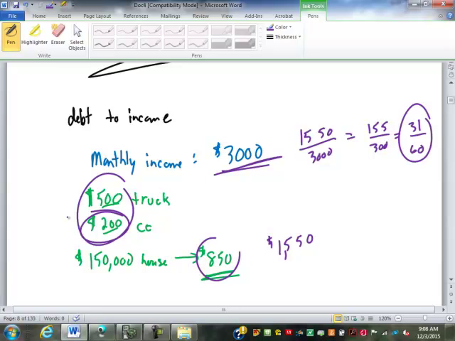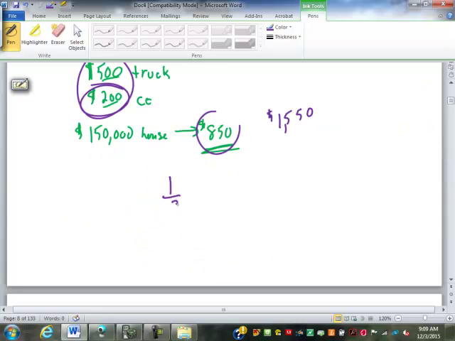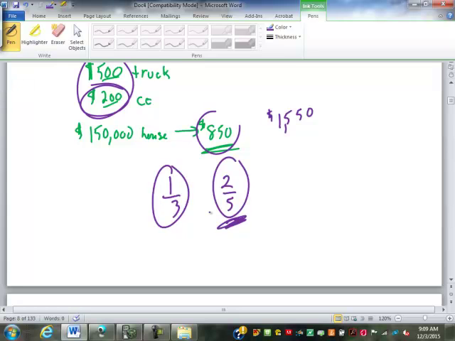Back 10, 12 years ago or so, they started taking that recommended 1 to 3 debt to income ratio, and they started stretching it to 2 to 5. This is basically 33% of your income is debt. This is 40% of your income is debt. This ratio is part of what caused all the problems with the mortgage collapse and stuff like that. They were giving out loans to people that the numbers predicted they couldn't afford them.